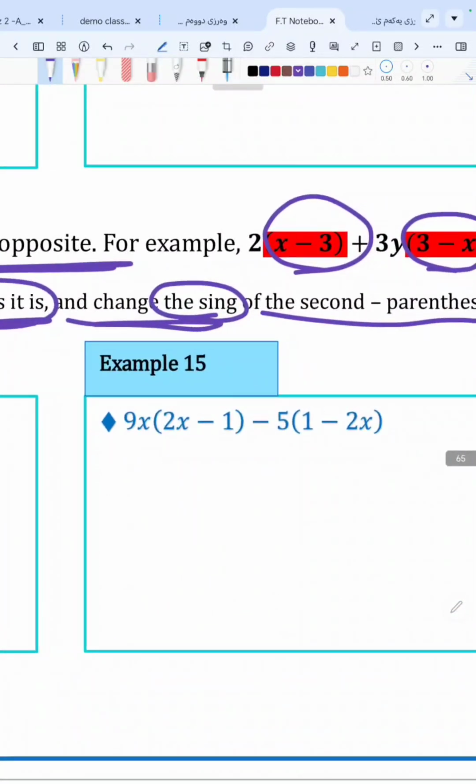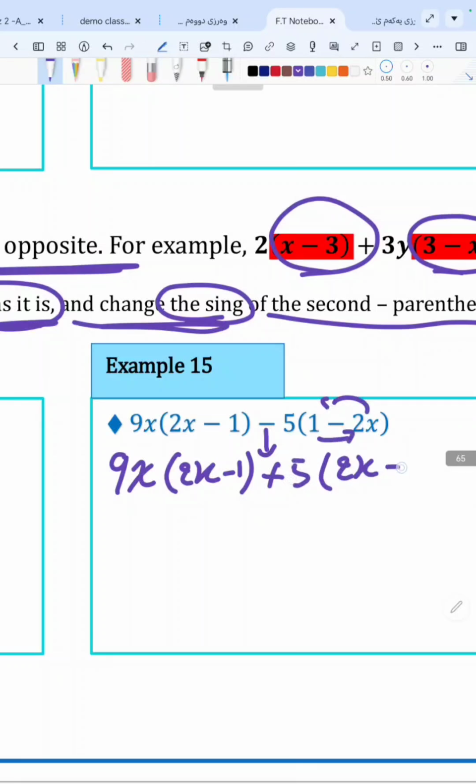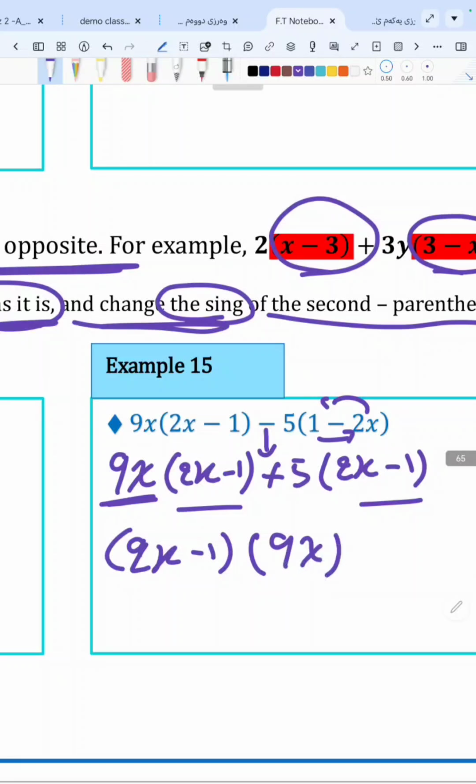Another example. 2x minus 1, 1 minus 2x. So they are not the same. If it's plus, we don't have any problem because we have the commutative property in plus, but we don't have this property in minus. So just rewrite the first term as it is. Change this one to positive 5 and flip inside the parenthesis. Okay? 2x minus 1. Now you have the same parenthesis or no? Which is 2x minus 1. What's left here? 9x. Plus, what about here? 5. If there is nothing here, we're going to write 1. Pay attention.